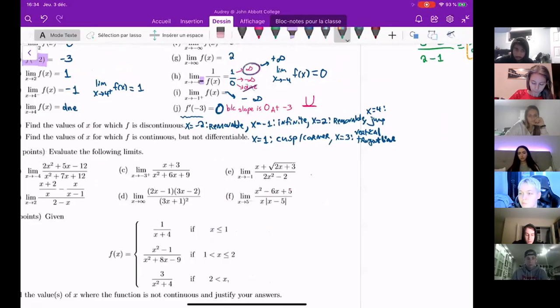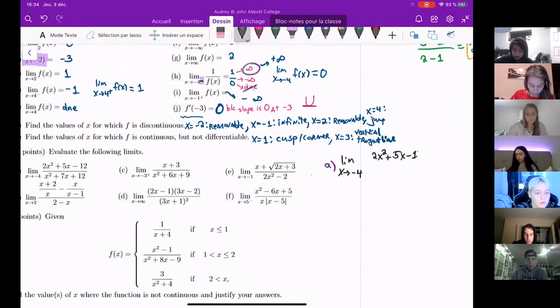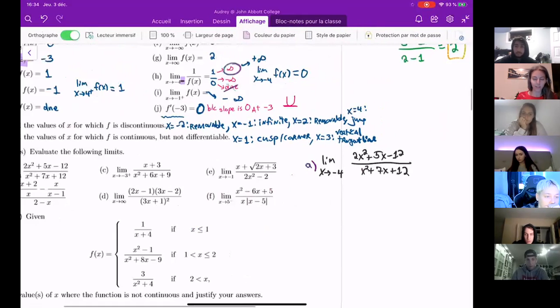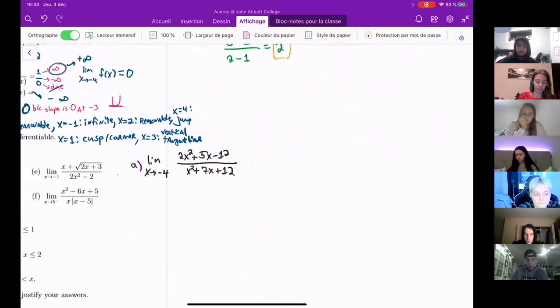So A was the limit as x approaches -4 of 2x squared plus 5x minus 12 over x squared plus 7x plus 12. And what is the first thing that we should always do when we're evaluating a limit? Check if it's division by 0 or 0 over 0. You got it. We plug in and see what happens.